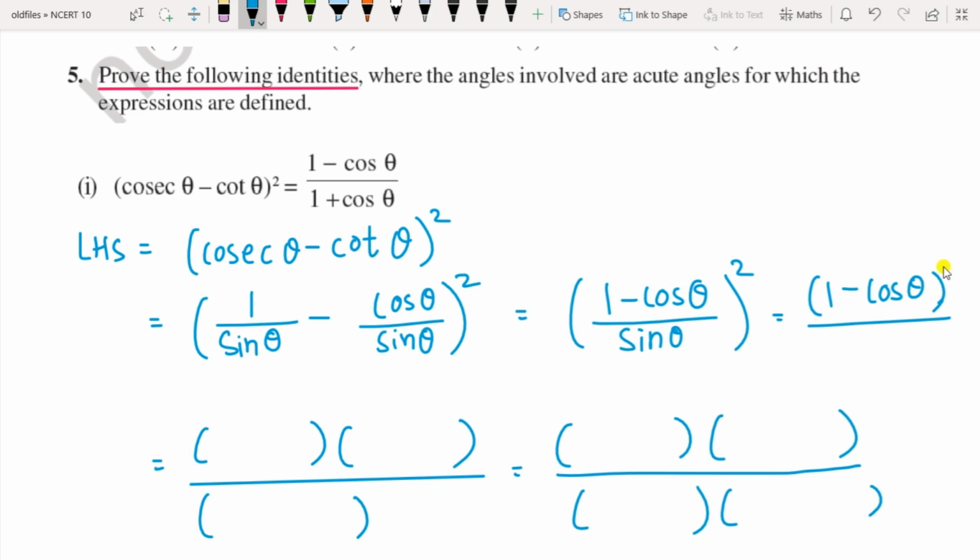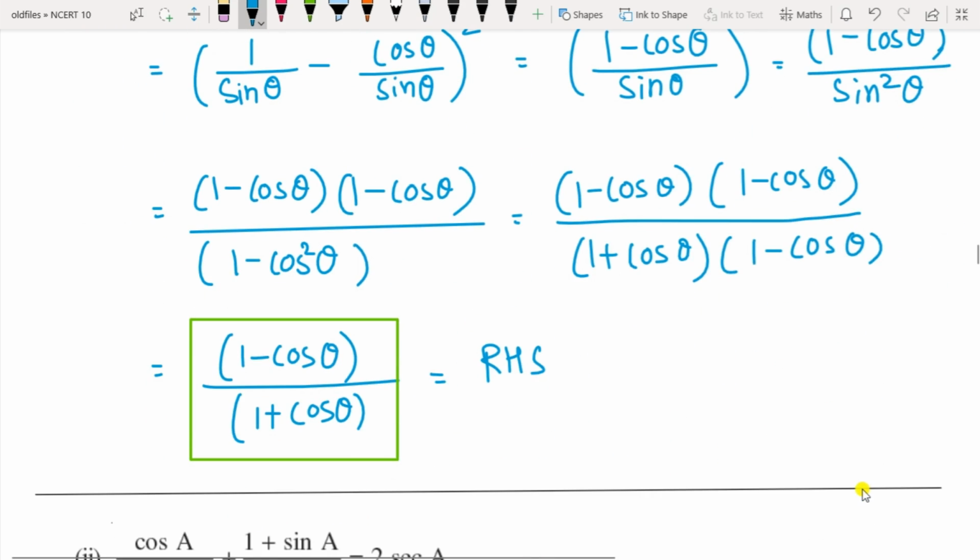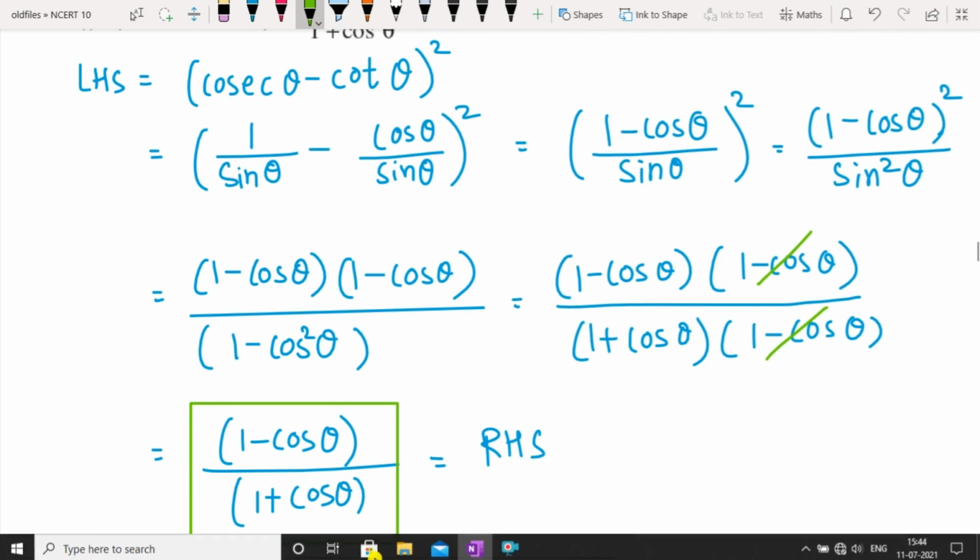(1 minus cos theta) the whole square upon sin square theta. So it is (1 minus cos theta) the whole square, meaning 2 times that bracket (1 minus cos theta). And sin square theta means 1 minus cos square theta. Write the numerator as it is, and the denominator is a square minus b square, which is (a plus b)(a minus b). Okay, now you can see the similar bracket in the numerator and denominator will get cancelled. So the remaining is (1 minus cos theta) upon (1 plus cos theta), that is your RHS. Okay, hence proved.